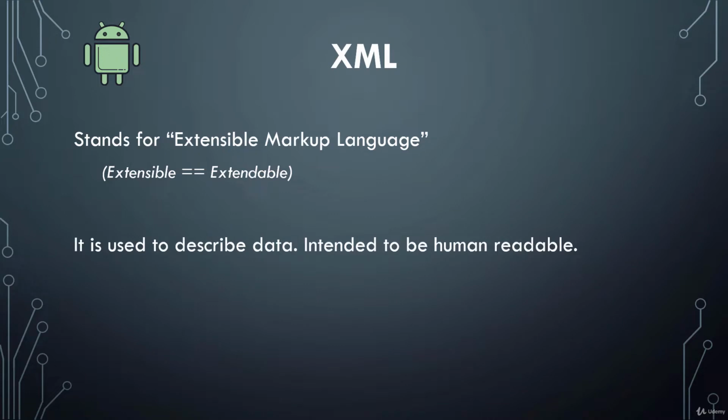It is used to describe data. It's intended to be human readable. So as mentioned, this is not a programming language, and it can be used for all sorts of things. These XML files will be just data, whether that's instructions or a design, a blueprint. It's up to the Android system to decide what to do with that data.